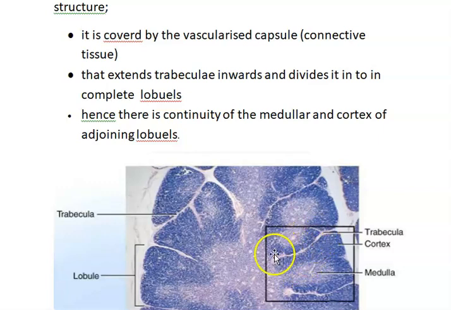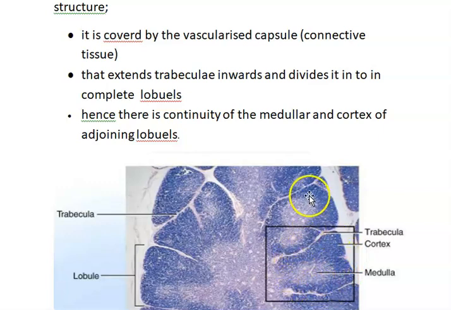And these lobules are incomplete. As you can see, this is not really complete. You can't see where it is ending; it is continuous with the others. So they are incomplete lobules. Let us now focus on a single lobule and see what really makes up a lobule.